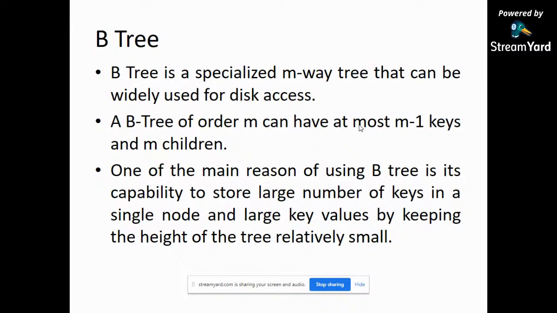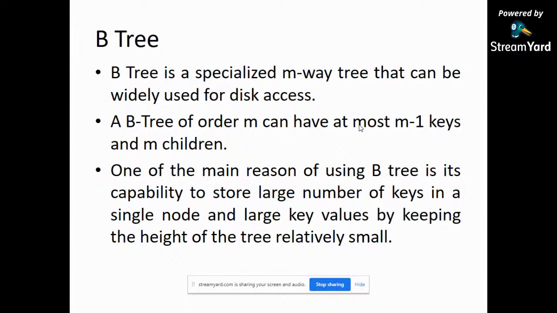One of the main reasons for using a B tree is its capability to store a large number of keys in a single node and large key values while keeping the height of the tree relatively small. So why are we not using an AVL tree or a binary search tree instead of a B tree?